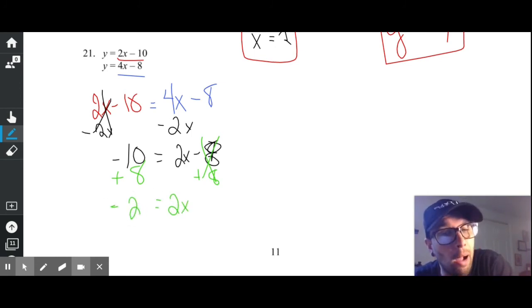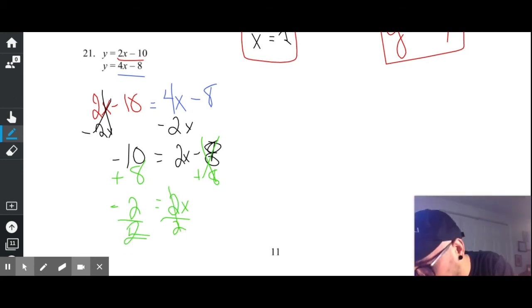Is x all by itself? No. What's in the way? 2. Divide everything by 2. I think my computer's starting to lag a little bit.